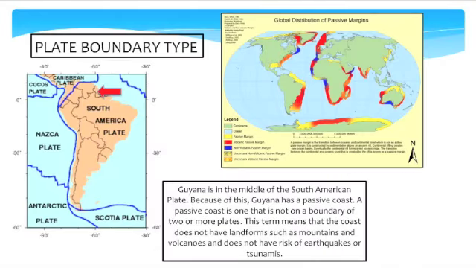The red arrow points to Guyana's location, which is in the middle of the South American plate. Being in the middle of the plate shows that the coast is passive, which means there are no mountains or volcanoes along the coast. And the colorful world map that I have on there shows other passive coasts wherever the yellow line is.